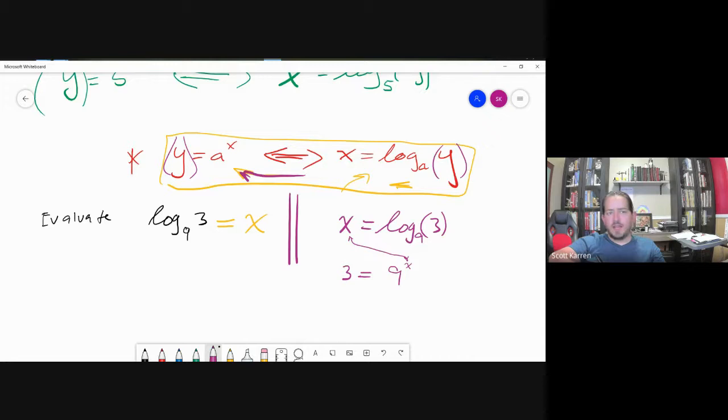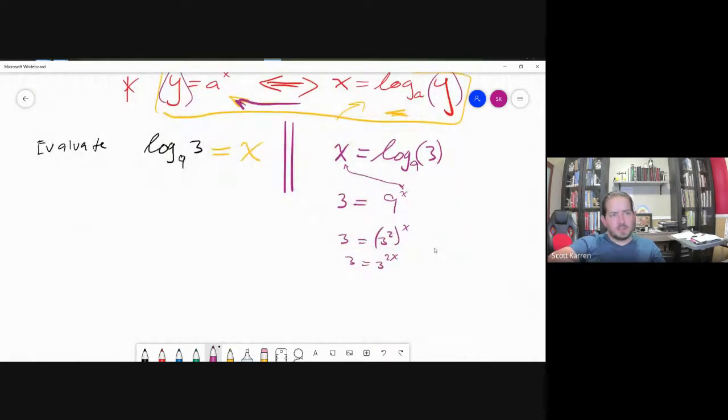Well, I know 9 is 3 squared, so I can write this as 3 squared to the x. And then 3 squared to the x, I can rewrite as 3 to the 2x. And so I essentially have this, 3 raised to the 1 power is equal to 3 raised to the 2x power, and therefore those powers have to be the same. And then it would make sense then if I divide by 2, that x is 1/2.